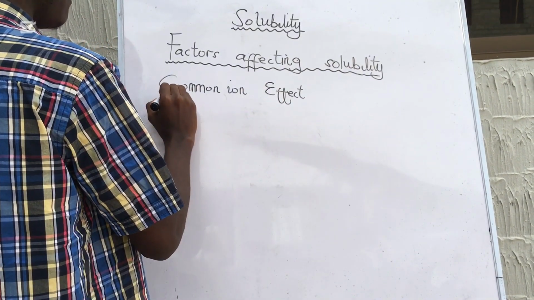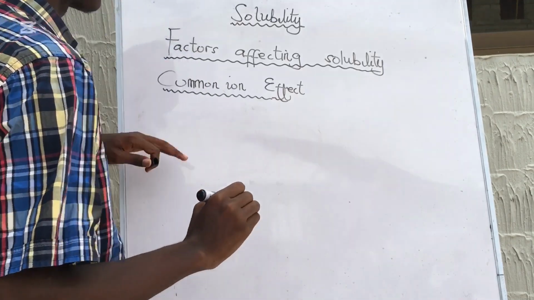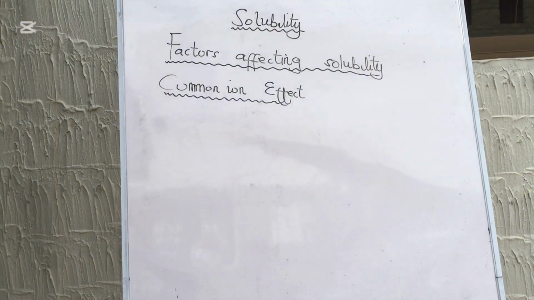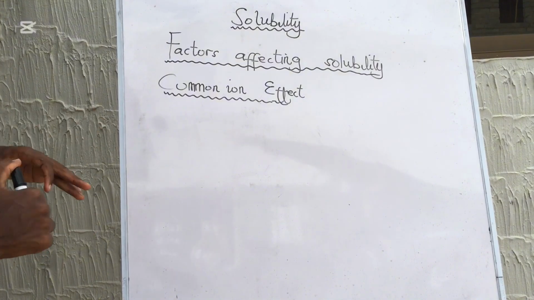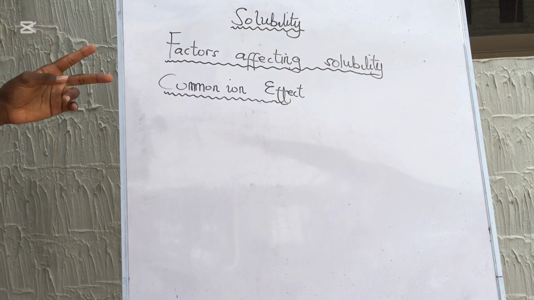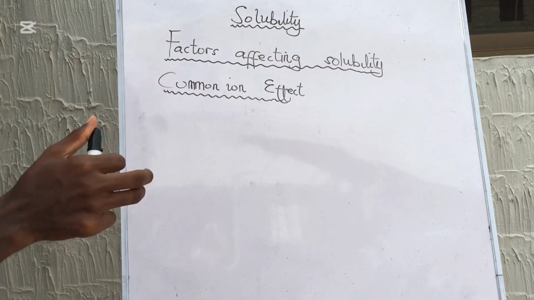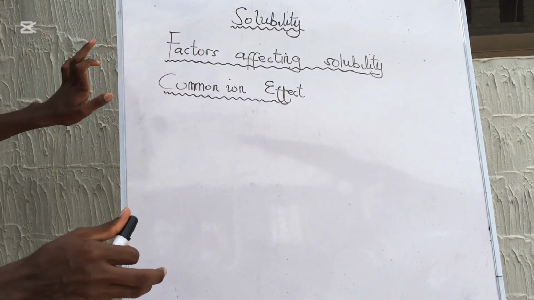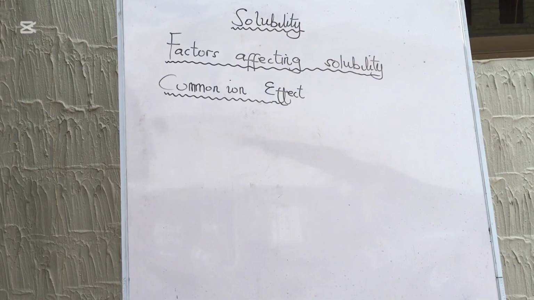If you're talking about the common ion effect, what literally comes to mind? Look at the word common: it means we are having it in both situations. And ion means that we have an ion that is common in both, and its effect is the effect of this common ion on that particular ionic compound. So let's say we are having a solution.